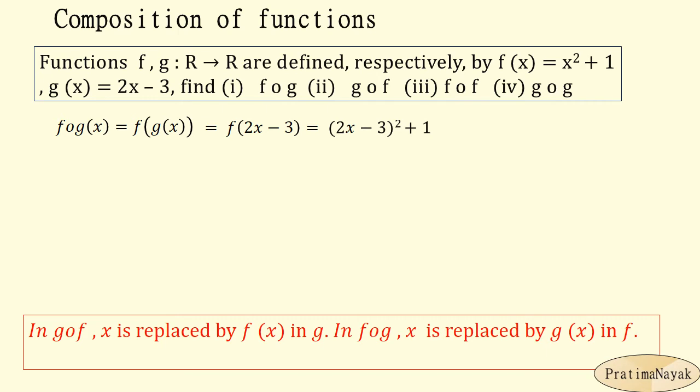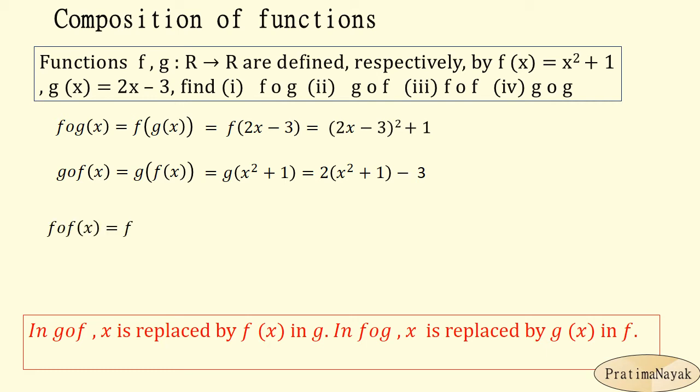Next is g of f(x). In place of x, we'll put the whole f(x) in g(x). So it will be 2 times (x squared plus 1) minus 3. Of course, you will simplify to get the answer.